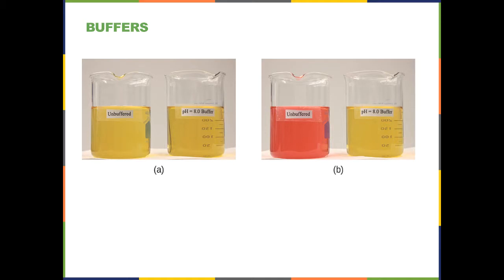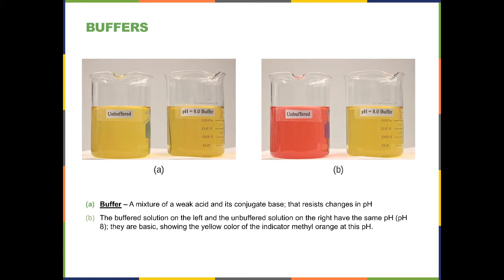Let's shift over and talk about buffers. Buffers are exceedingly important in biological systems, and they are also important in other systems. And what a buffer is, is a mixture of a weak acid and its conjugate base, and the purpose of a buffer is to resist changes in pH. So on the left, you have a buffered solution, and an unbuffered solution on the right.